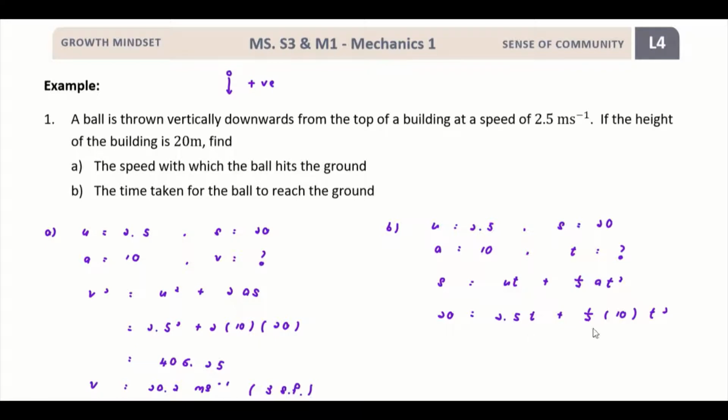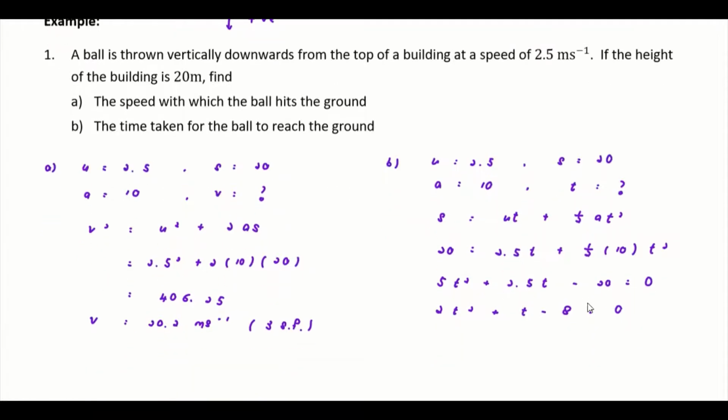If you arrange it, you will get a quadratic equation, which is 5t squared plus 2.5t minus 20 equals 0. We can divide everything by 2.5 and get 2t squared plus t minus 8 equals 0. When you press your calculator, you'll realize the answer is not a number you can round into fractional form, so we need to use the formula to solve this. t equals negative b, negative 1, plus or minus the square root of b squared minus 4ac, so 1 squared minus 4ac, then divide by 2a, so divide by 2 times 2.